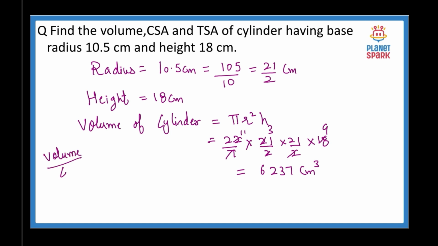Again, a very important tip from Planet Spark: volume is always written as centimeter cube, meter cube or cubic meters. The unit is cubic because in a volume there are 3 lengths involved: r square and h. 2 times we are taking radius and 1 time we are taking height.